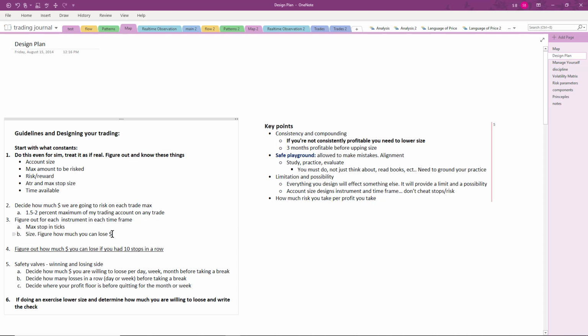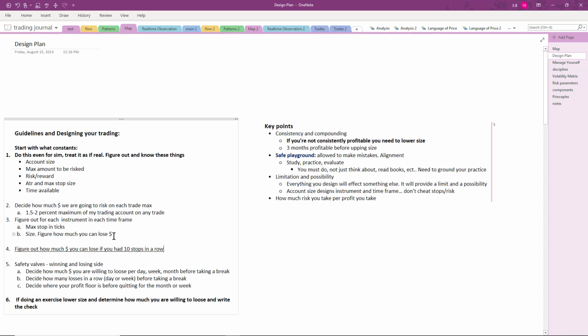So if I'm risking 30 bucks per trade and I get 10 stops in a row, that's $300. If I can't swallow that, if I'm not good with that, if that's going to make me crazy, then I need to change my size and my risk. So it's very important. I get 10 stops in a row now and then. Most people will get 10 stops in a row. It's probably going to happen to you.